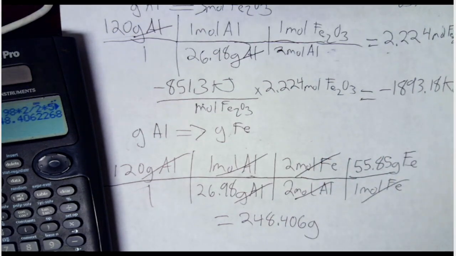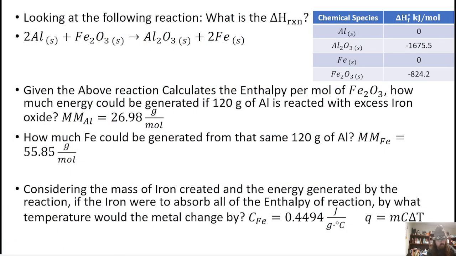Now, the last question is, considering the mass of iron we just formed, and considering the energy that we produced, if the iron were to absorb all of that enthalpy of reaction, by what temperature would the metal change? So it's simply Q equals mc delta T. I give you the specific heat capacity of iron as being 0.4494 joules per gram degree C.